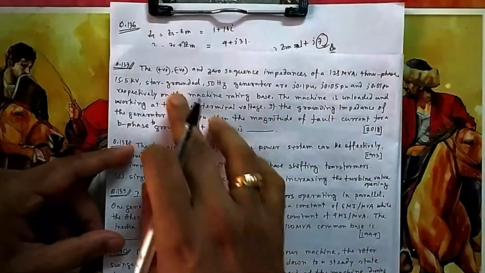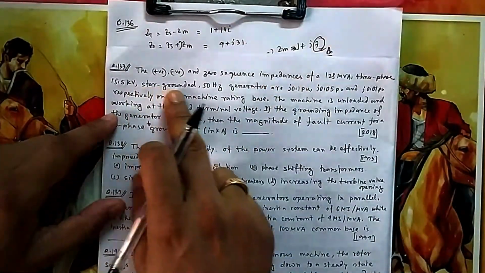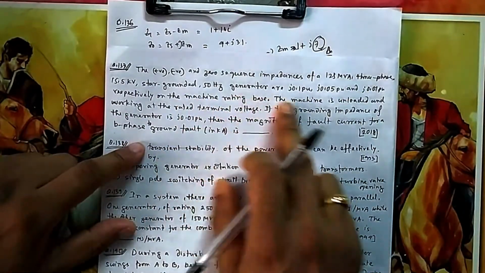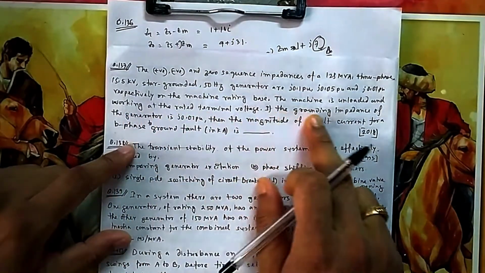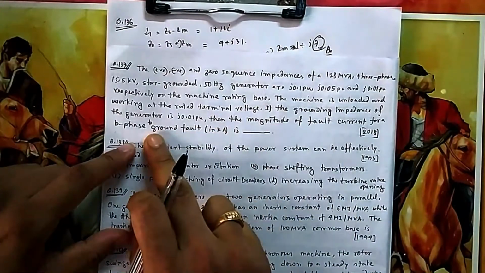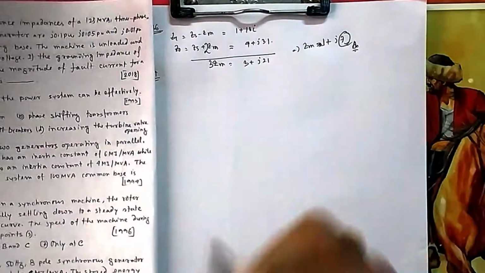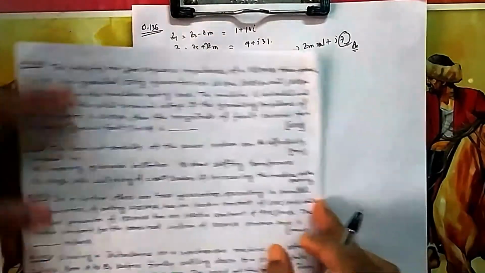Now in 137, the positive, negative and zero sequence impedances of a star grounded 50 Hz machine are given to you respectively, on the machine rating base. Okay, the machine is unloaded and working at rated terminal voltage. If the generator grounding impedance is this much, then find the magnitude of fault current for a phase B to ground fault. Again the same type of concept, because it is operating at no load, the pre-fault voltage is 1.